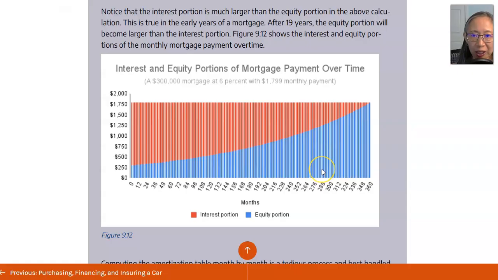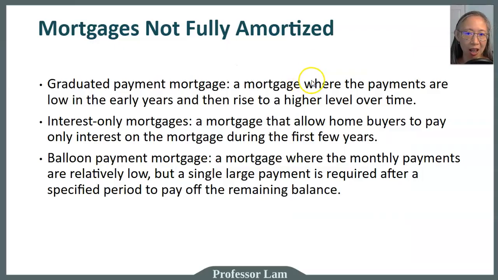towards equity or principal. For a 30-year mortgage, after year 19, the equity portion will be larger than the interest portion. What that means is in the first 19 years of your payment, the majority of it will go towards interest. Now, what about mortgages that are not fully amortized?